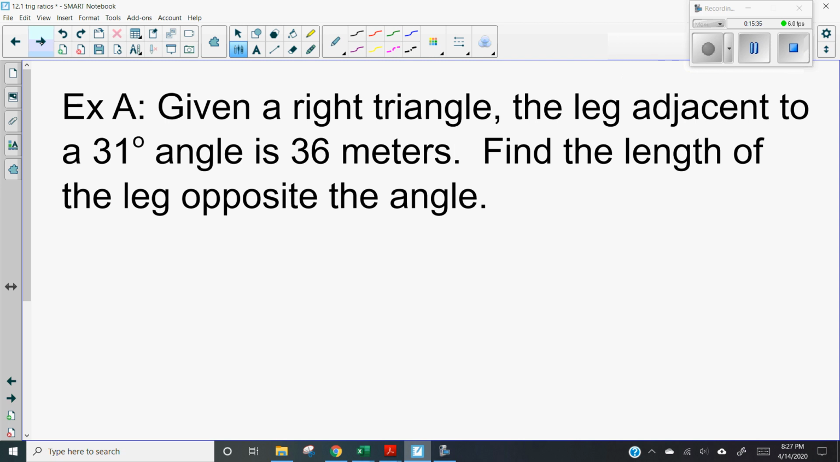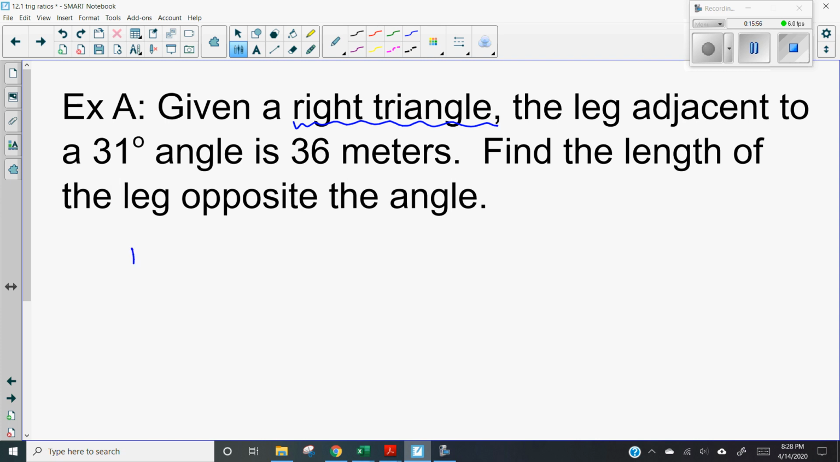You don't need to necessarily write this down. Just draw the triangle with me. It says, given a right triangle, that's important, by the way. I should have mentioned that at the beginning. We're not going to use anything with sine, cosine, or tangent if we don't have right triangles, for now anyways. So the leg adjacent to a 31-degree angle is 36 meters long. Find the length of the leg opposite the angle.